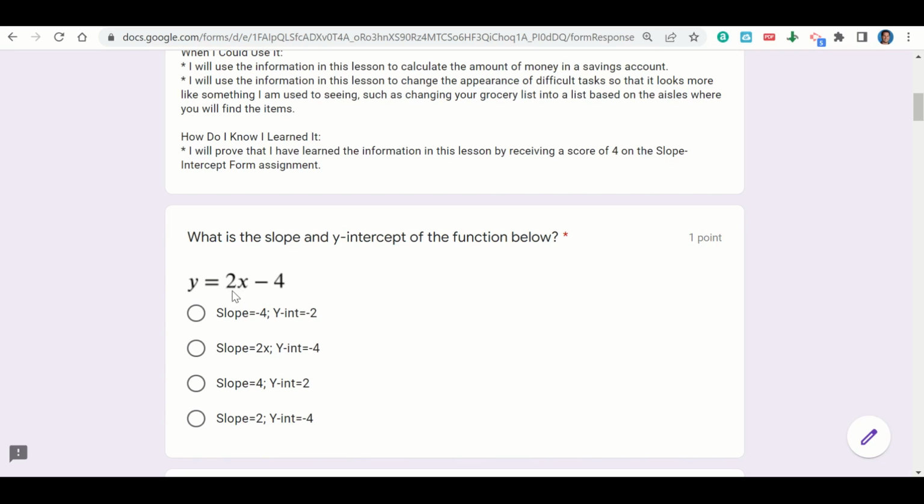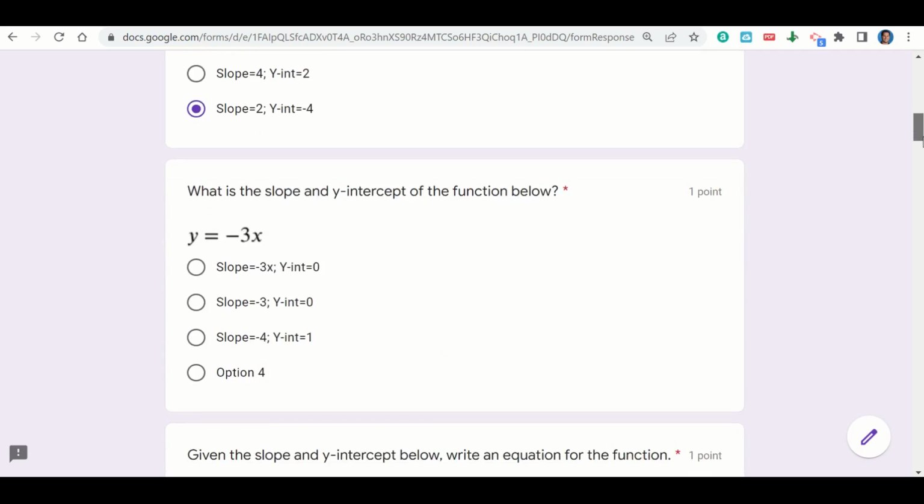So in this case, my slope is 2. Notice it's not 2x, because the 2 and the x are not together anymore. They've broken up. That's why it's the x. So my slope is 2. And my y-intercept in this case is the lonely one, which in this case is negative 4. Why am I alone? Negative 4. So my answer would be this one here. And we'll scroll down to the next one.